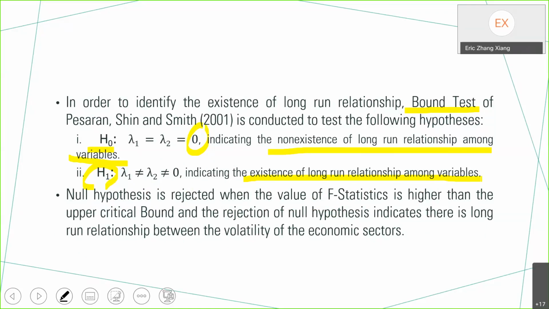So we reject the null hypothesis when the value of the F statistic is higher than the upper bound, and the rejection of the null hypothesis indicates that there is a long-run relationship between the volatility of economic sectors here, between the variables. Sorry for this one, I retrieved this based on my notes.